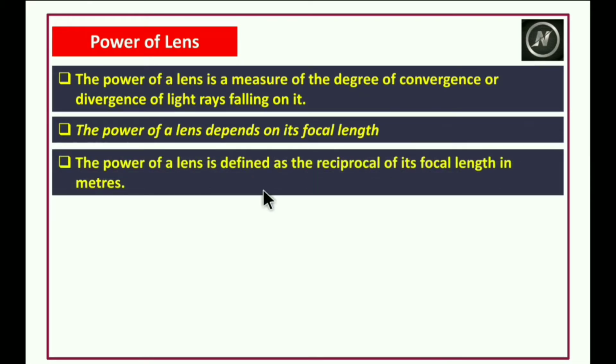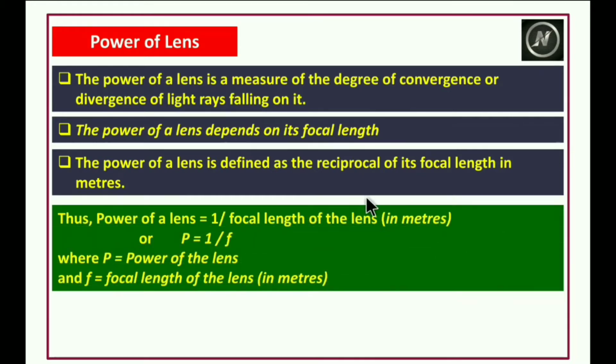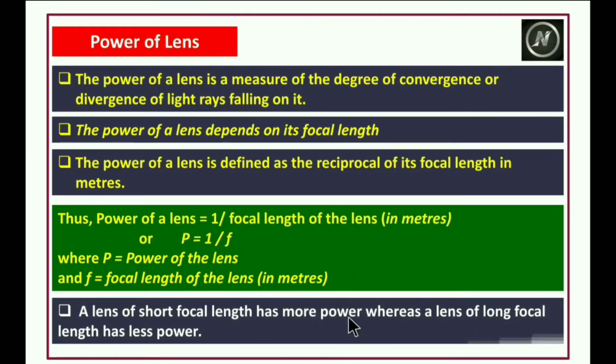The power of a lens is defined as the reciprocal of its focal length in meters. The power of a lens is equal to 1 by focal length of the lens in meters, or P is equal to 1 by F in meters, where P is the power of the lens and F is the focal length of the lens in meters.